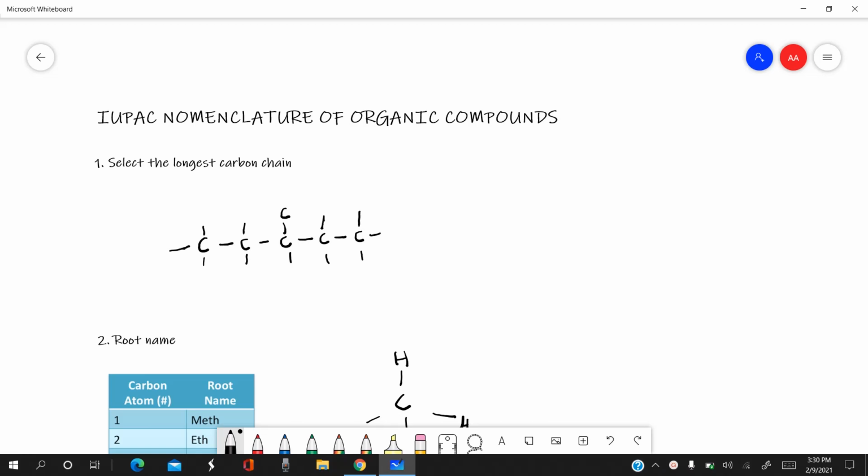So the first thing you have to do is select the longest carbon chain. That means the chain which has the highest number of carbons. So in this compound, let's see which one is the longest carbon chain. If we take this chain, 1, 2, 3, 4, only 4 carbons are there. And if you take this chain, there are 1, 2, 3, 4, 5. So when naming the compound, you take this chain, not this one or this one, because this has the highest number of carbons.